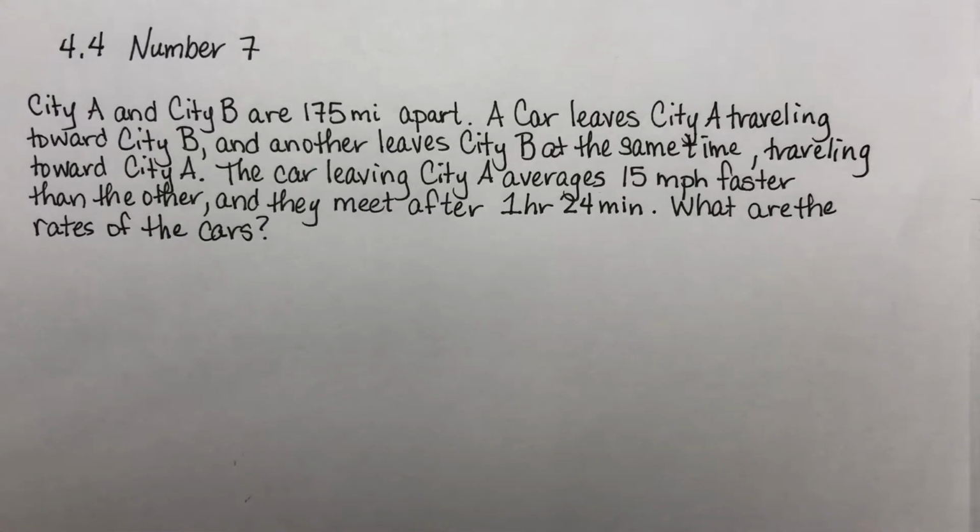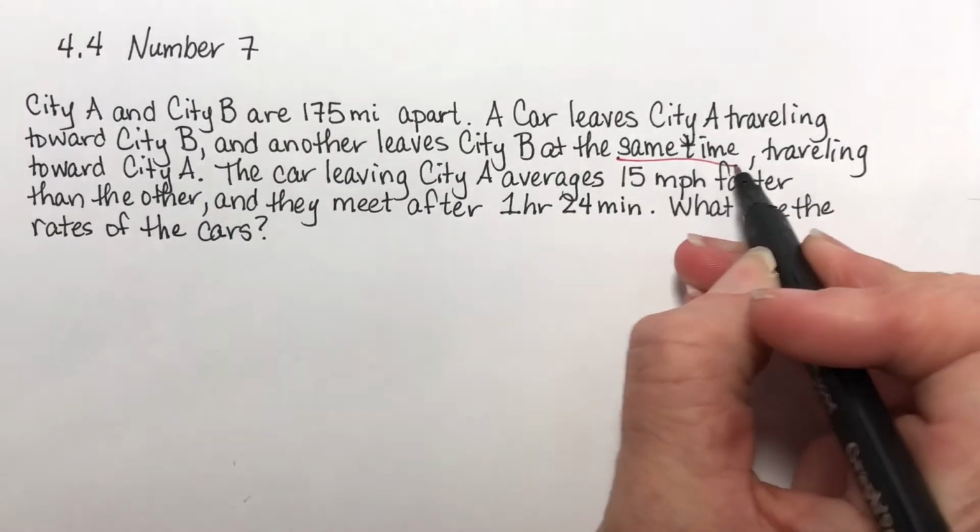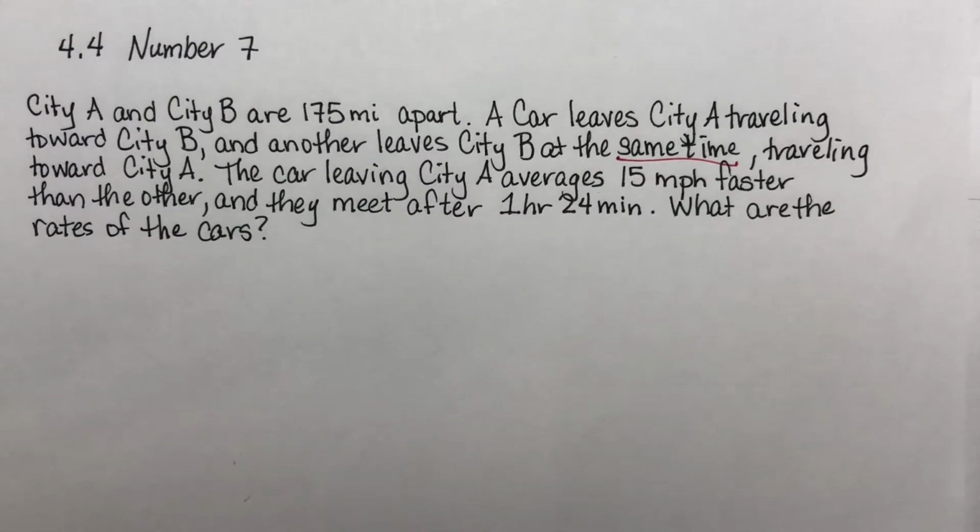This is number 7 from section 4.4 homework. This is a tricky problem, okay? City A and City B are 175 miles apart. A car leaves City A traveling towards City B, and another leaves City B at the same time, that's going to be important, traveling towards City A. The car leaving City A averages 15 miles per hour faster than the other, and they meet after 1 hour and 24 minutes. What are the rates of the cars?